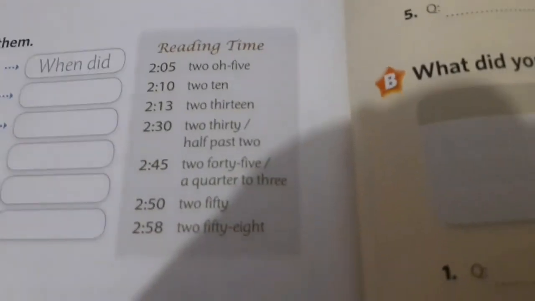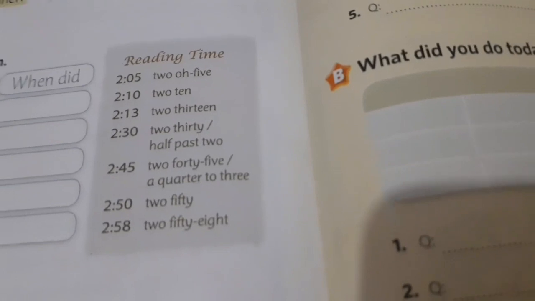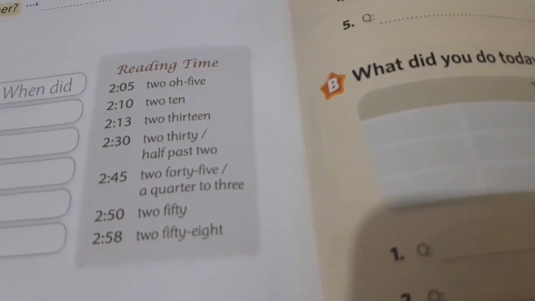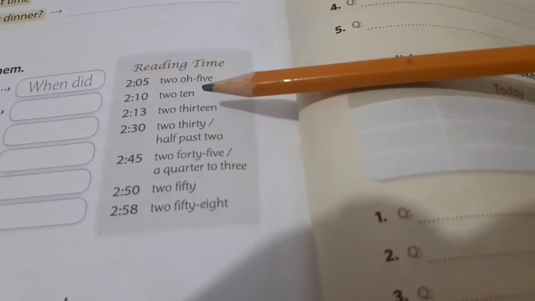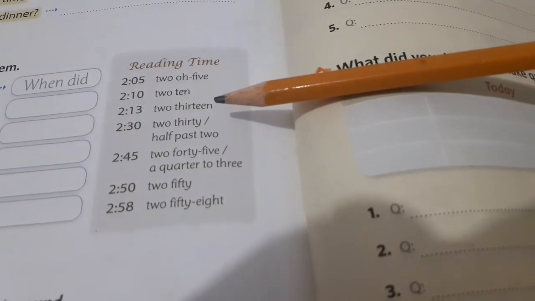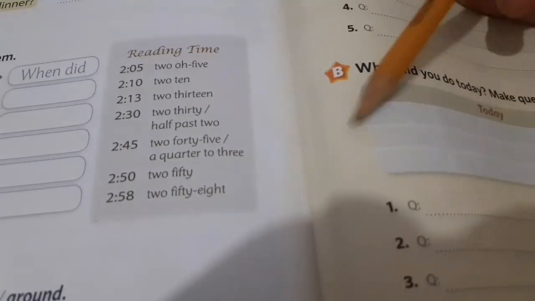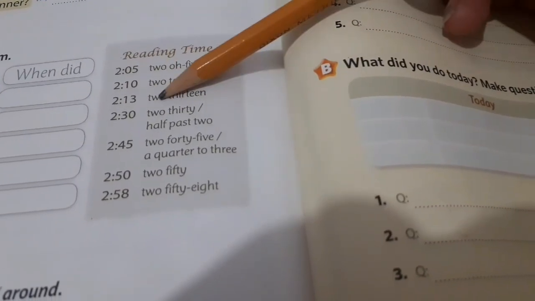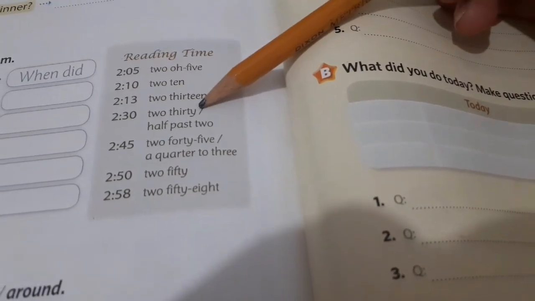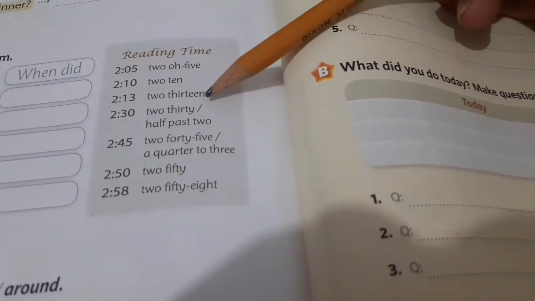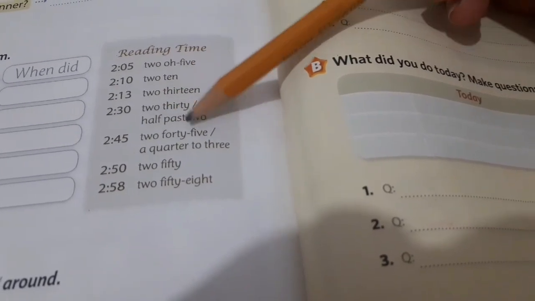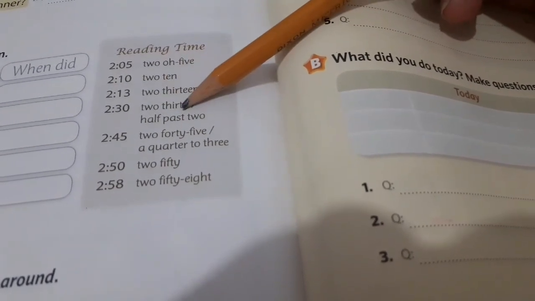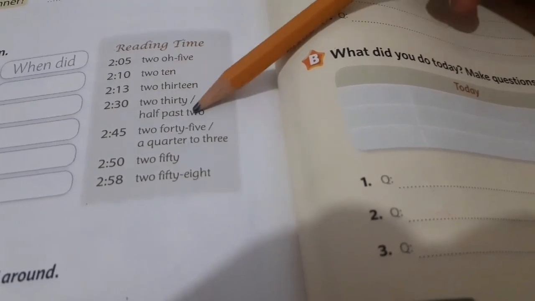Now, please, you have to read this, okay? The reading time, okay? 2:05, 2:05, okay? Repeat after me, 2:05, 2:10, 2:13, okay? You always mispronounce that. 2:13, 2:30. It sounds very different. It can also say 2:30.